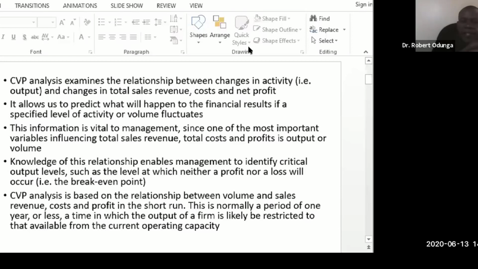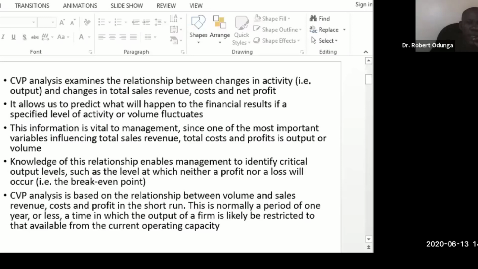And now the long-term capacity increments can be done later, with time. So CVP analysis is only viable within a short-term or short-run period, and that's when adjustments can be done here and there, so that you respond to the need as it comes. Okay, so it is very important that we understand this, and this is a key assumption in a CVP analysis model. It can only be applied in a short-run period.